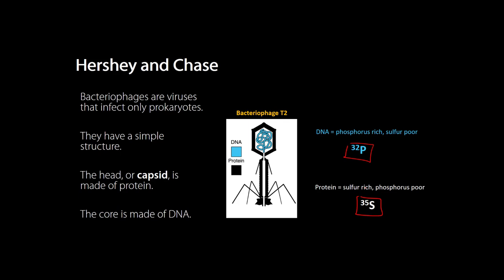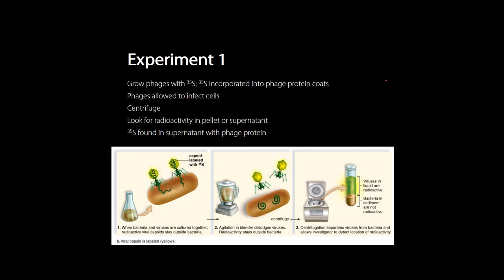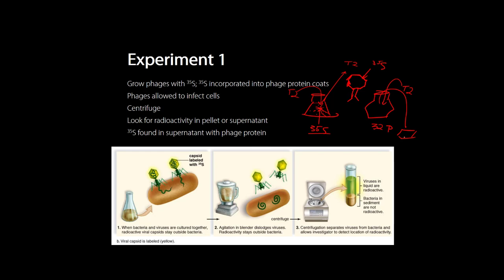And so, let's walk through this. What they did was they took the phages, and they took a culture of bacteria, and they grew it in either S35 or they took a culture and they grew it in P32. All right, so if you have a bunch of bacteria with some radioactive S35, and you infect them with some T2, and you let them sit there for a couple days, the T2 that come out of this are going to be radioactive in their proteins, right? And so you can picture their capsid, the outside shelling, that's going to have the S35, and it's going to be radioactive. Alternatively, if you grow T2 in the presence of P32, then the phages that come out of that are going to have their core radioactive.